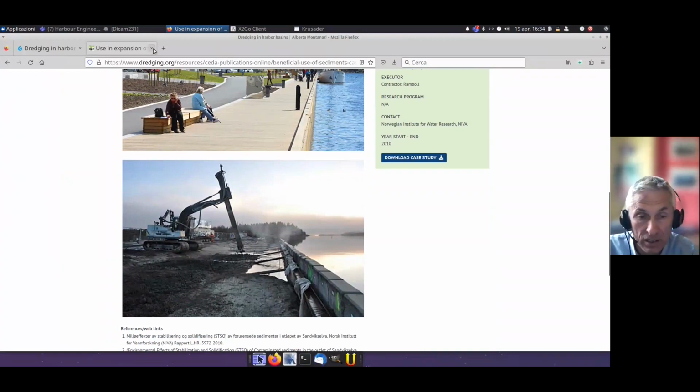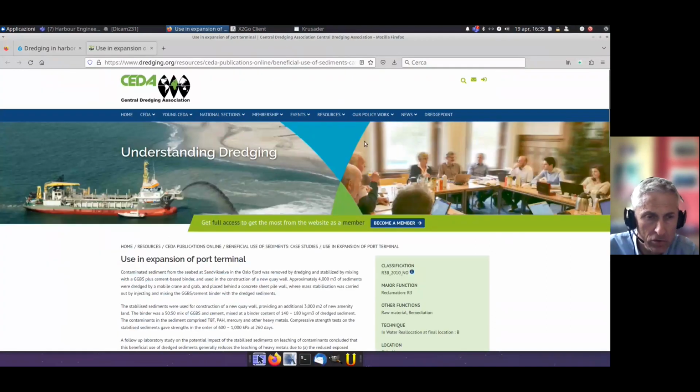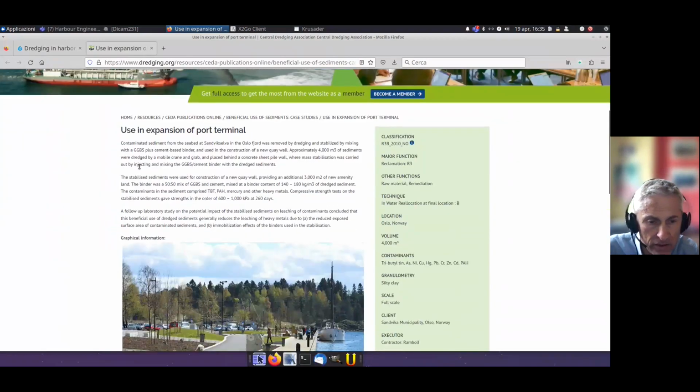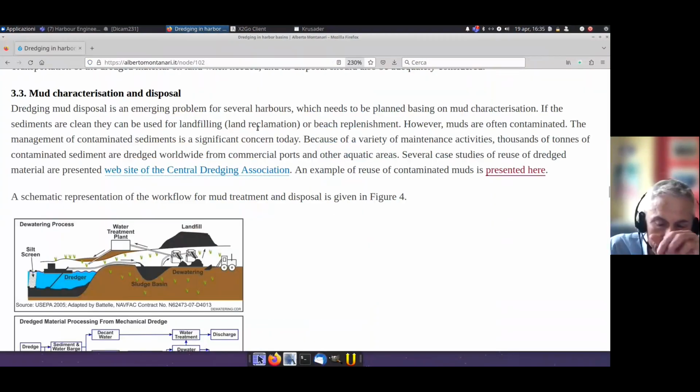So indeed, there is a lot of research on the best opportunities for the use of contaminated muds. And let's now open one more link. This again is the link of expansion of port terminal. Yeah, the same link that I just explored.